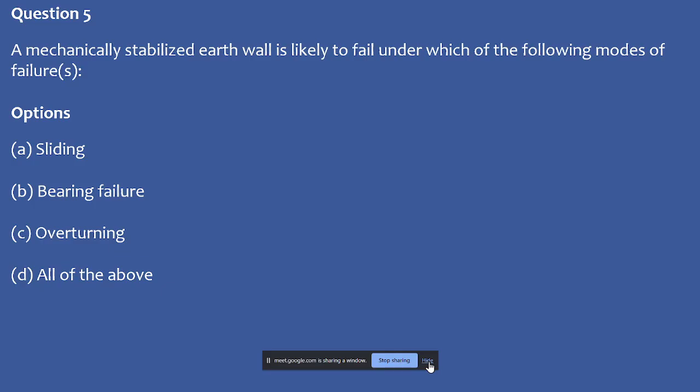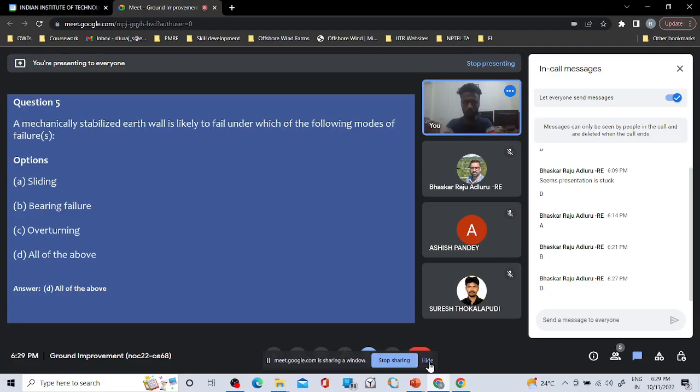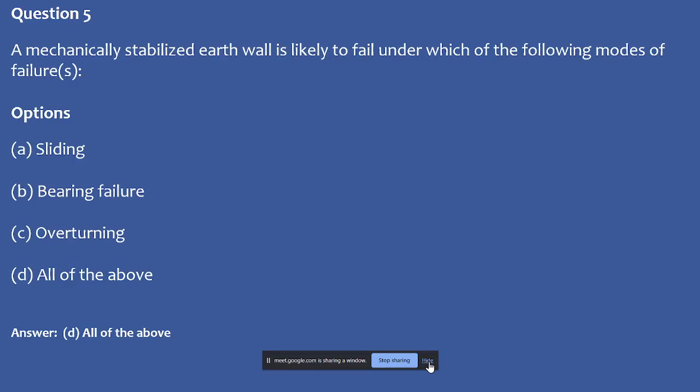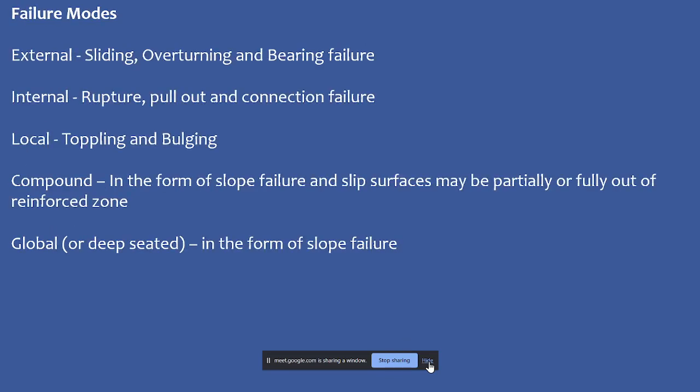So let's check the answer. Yeah, it's all of the above. Other failure modes are basically different types of failure modes Professor Bede had discussed. External: sliding, overturning, and bearing failure. Let's discuss one by one. Sliding: if this is your wall, your lateral pressure is very high such that the frictional force can't resist it, then we'll have a sliding failure.